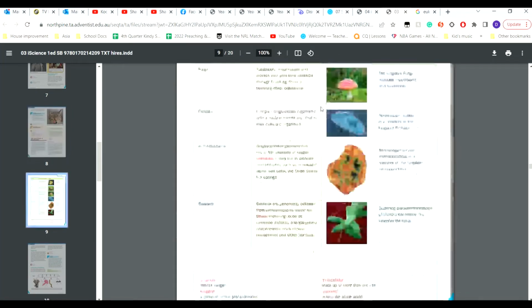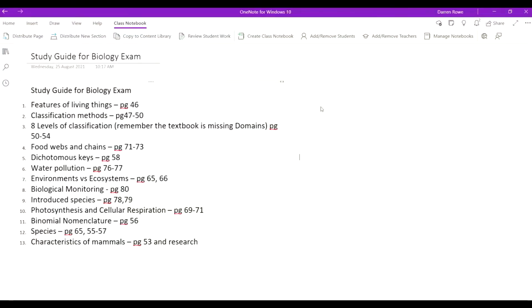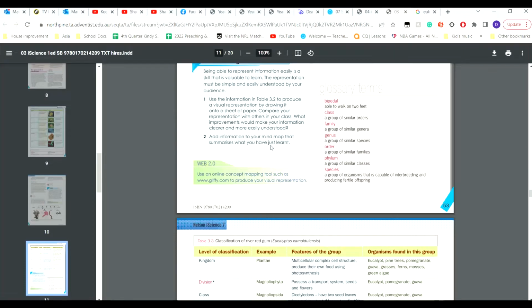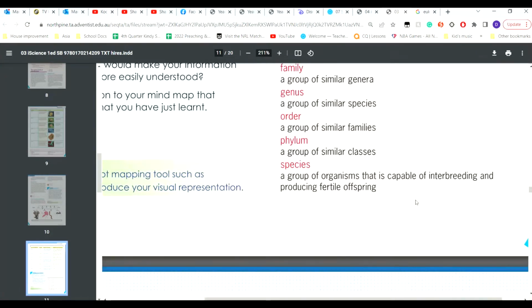Yep. So we'll go through that. Then we didn't talk about this, but you need to know that a species, as it says right here, is a group of organisms that is capable of interbreeding and producing fertile offspring. Fertile offspring. Babies that can have babies. Something you guys forget sometimes. That's what a species is.